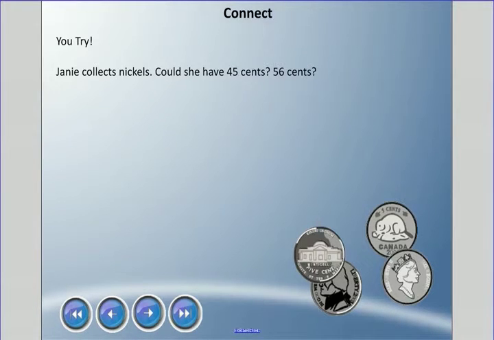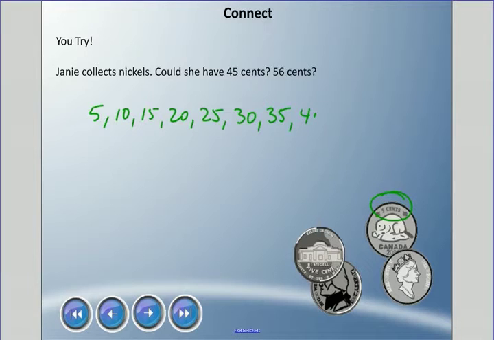Okay, could Janie have 45 cents? Well, you need to know really important information, and you can see clearly on this nickel here that a nickel is 5 cents. So we're going to be counting up by 5. So we can keep doing multiples of 5 until we get to what we need. So 30, 35, 40, 45. There's my 45, so she can definitely have 45 cents as a possible answer. Let's keep going. This 56 cents doesn't seem to work because I have 55 cents and 60, but 56 doesn't work for me, so she cannot have 56 cents if she's only collecting nickels.